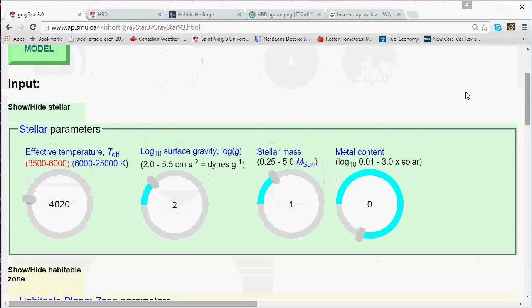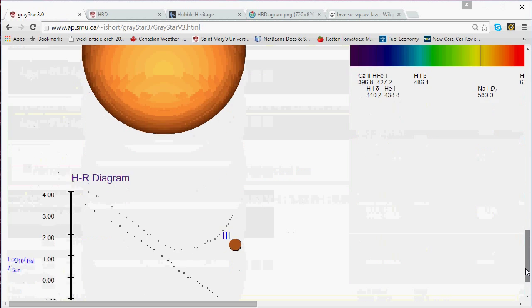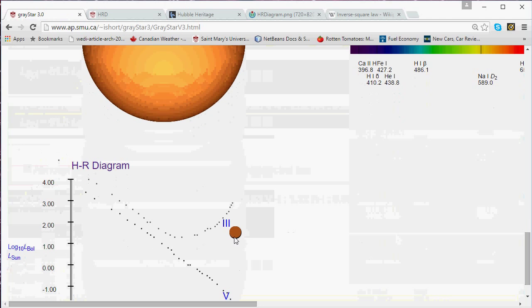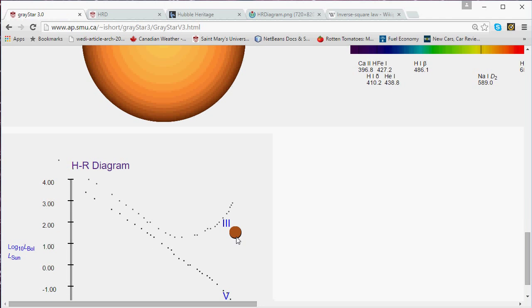The way I might try to do that is by turning the surface gravity down a little bit and hitting the model button. Oh, grayStar 3 is not going to let me do that. It's going to turn the surface gravity back up to 2 for me, so I might have to go down to a lower effective temperature. Okay, and let's see what's happened. Oh, and you can see I've moved the star in the HR diagram. I've actually made things worse. I've gone even further away from this track.